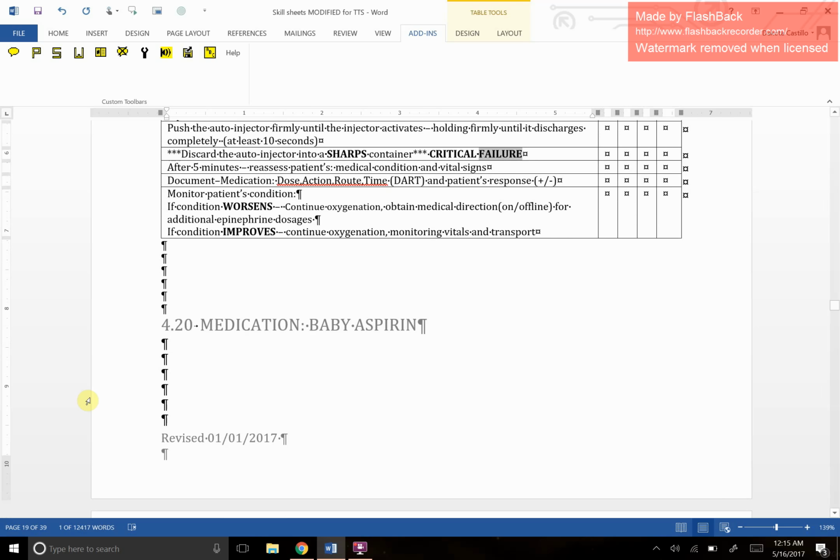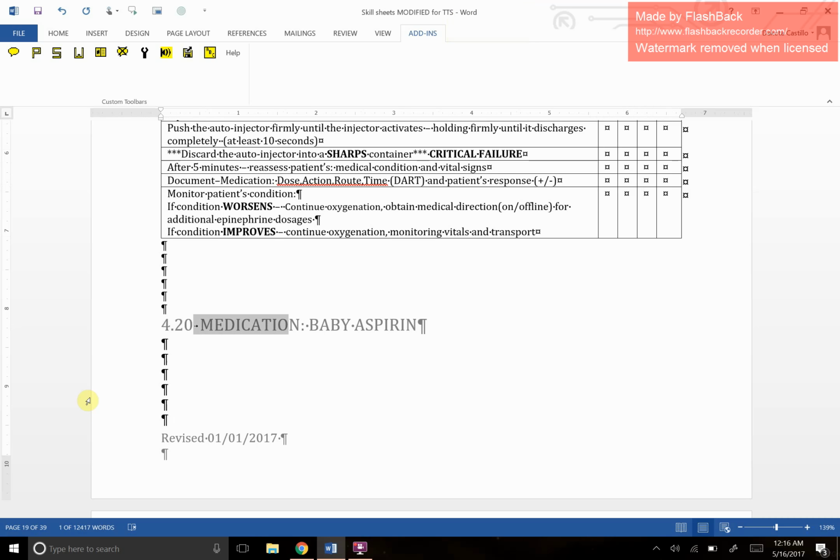Critical failure. After 5 minutes, reassess patient's medical condition and vital signs. Document medication, dose, action, route, time, DART, and patient's response, +/-. Monitor patient's condition. If condition worsens, continue oxygenation, obtain medical direction, on/offline, for additional epinephrine dosages. If condition improves, continue oxygenation, monitoring vitals, and transport.